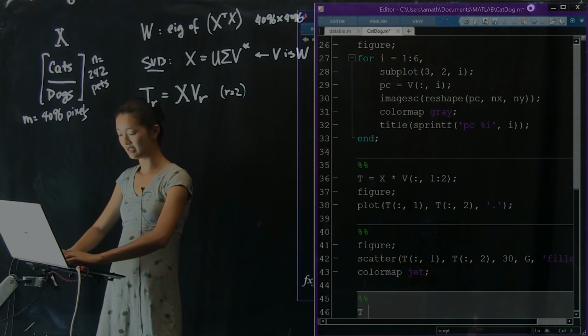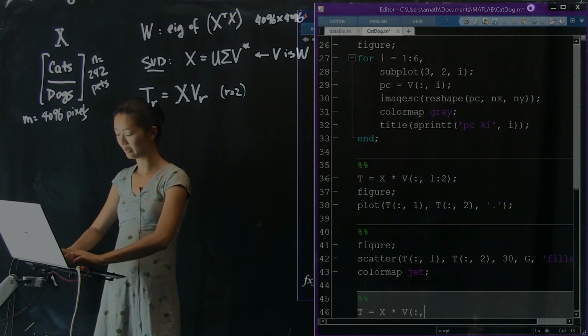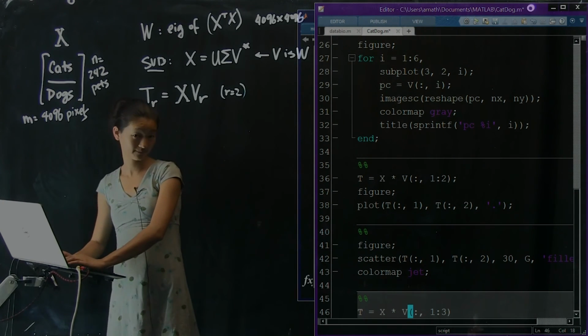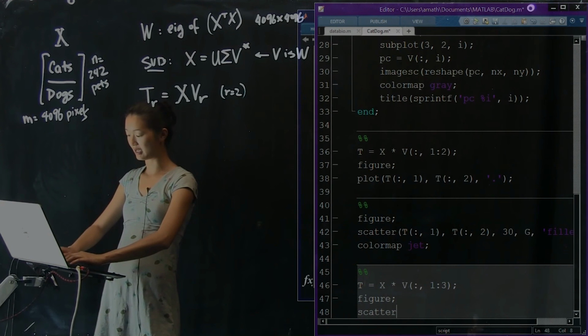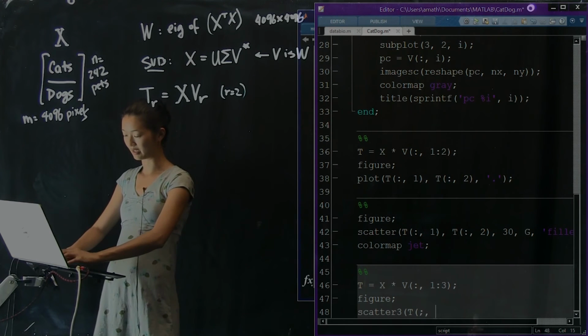Let's say T, we can just say T equals X times the first 3 columns of V. Make another figure, and we can make a scatter plot in 3 dimensions where we can visualize the first 3 columns of T.